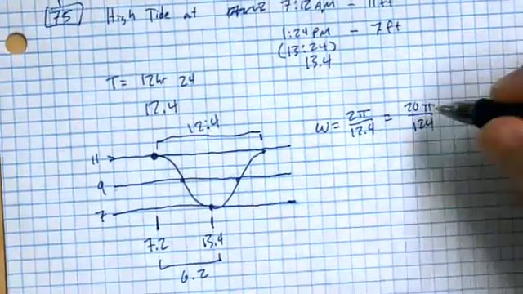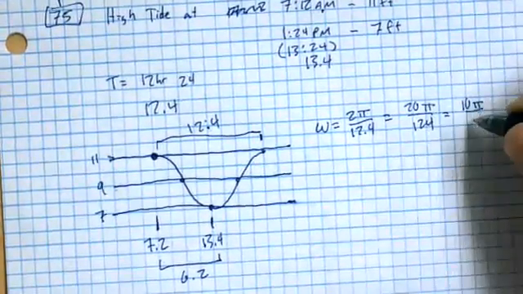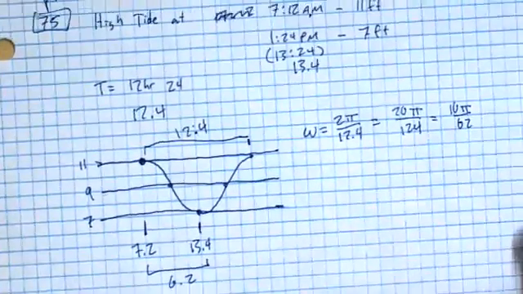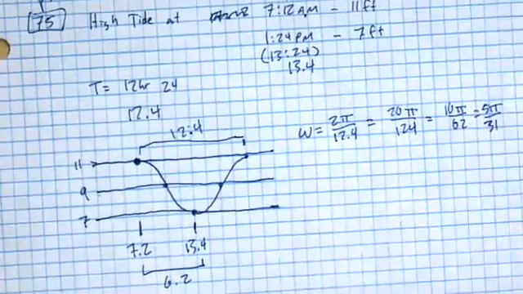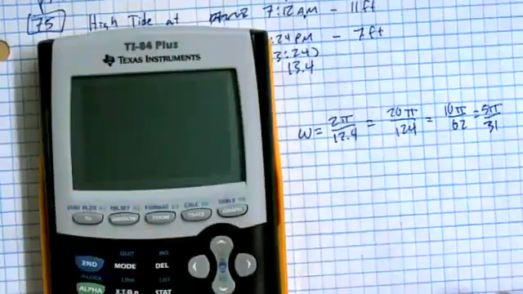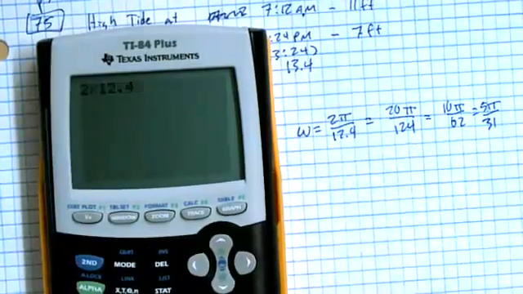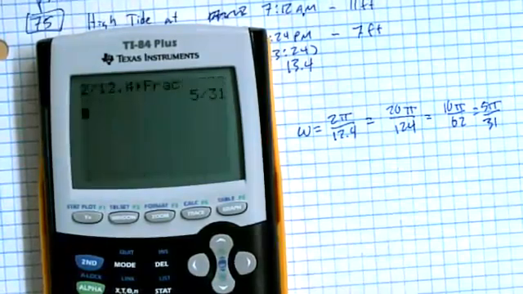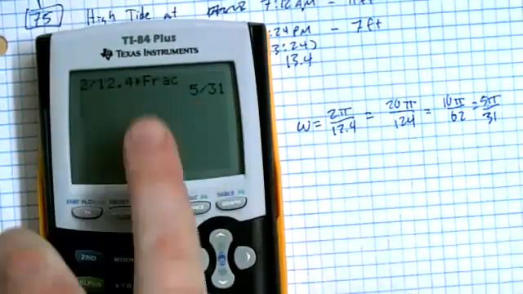I can reduce this. Those are both divisible by 2. That would be 10 pi over 62. Oh, I can reduce it more: 5 pi over 31. And if I hadn't wanted to deal with all that, your calculator will do this for you, right? I could have just typed in 2 pi over 12.4 and then Math Frac. And that'll change it into 5 pi over 31. All right, so this is what I'll use for omega.